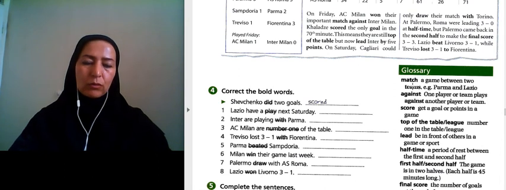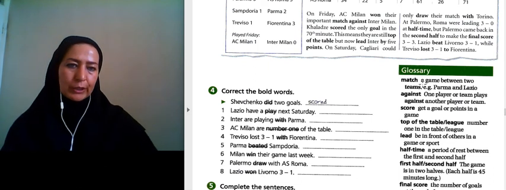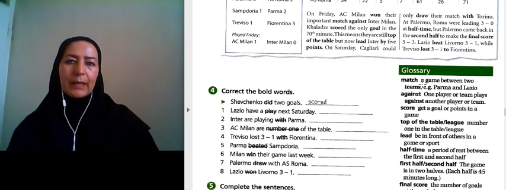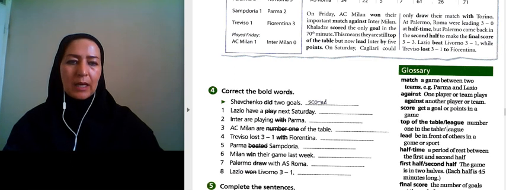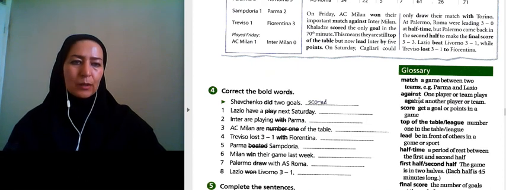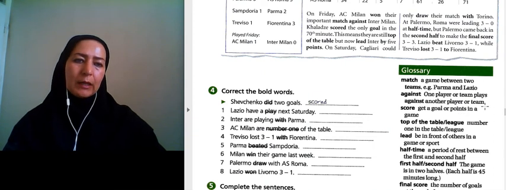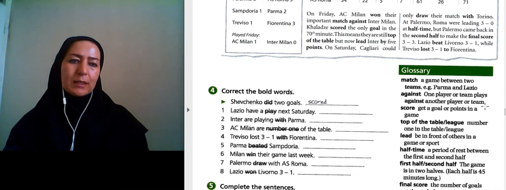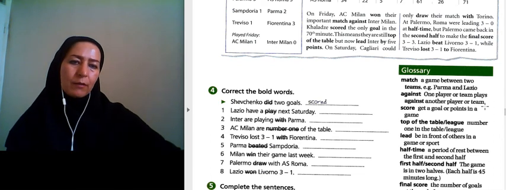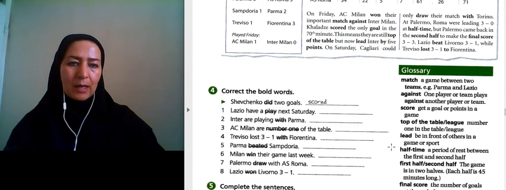Match. As you know, we have a match. For example, we say football match, ice hockey match, or tennis match, and different kinds of matches. So a game between two teams is called a match. Against: one player or team plays against another player or team. Whenever we have teams, for example, one team, in front of us there's another team. You're going to play with them, so it is called against them.